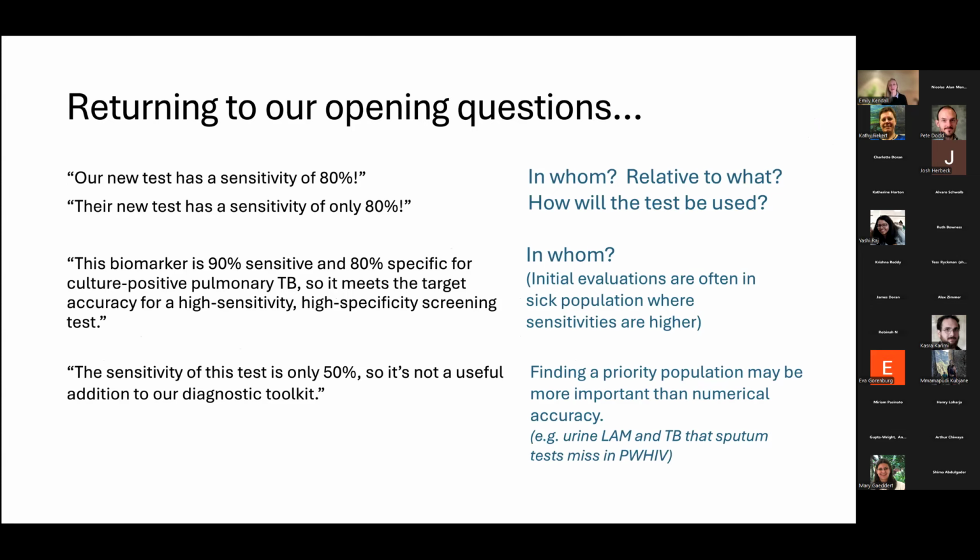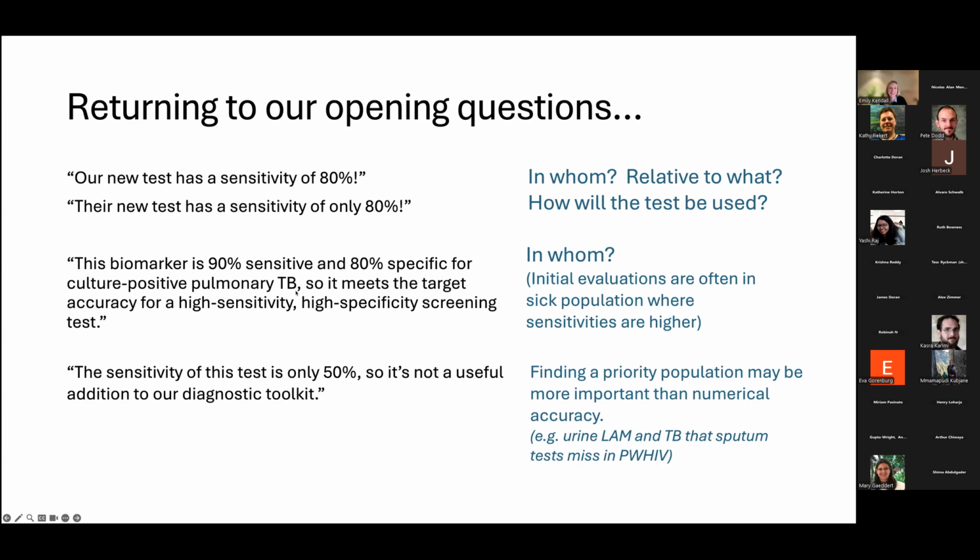Returning to these opening questions for a few minutes, when you're making claims about the sensitivity of it, or just citing sensitivity of a test as a fixed number, it becomes problematic because these claims aren't saying in whom or relative to what or how the tests will be used. And depending on your reference standard and your population, a sensitivity of 80% could be really favorable or unfavorable. And then this next claim about a biomarker with a given sensitivity and specificity, it's now defining the reference standard, but still not the population.